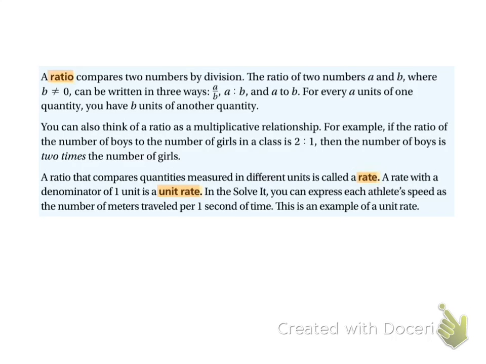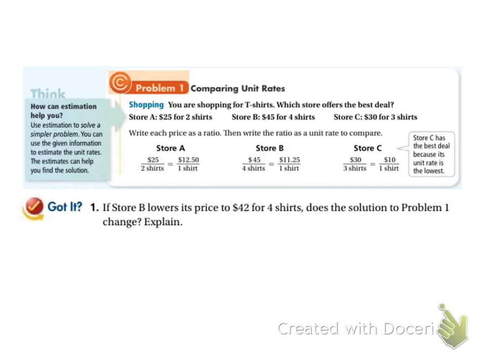So this is 2.6 of algebra. A ratio compares two numbers by division. And a ratio that compares quantities measured in different units is called a rate. A rate with a denominator of 1 unit is a unit rate. So we're going to compare unit rates here.